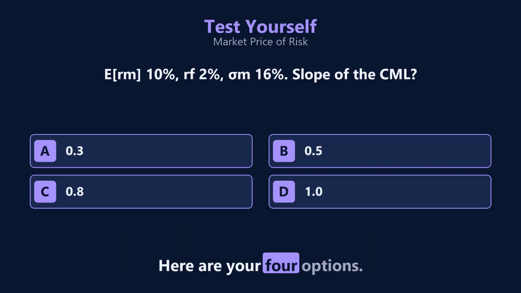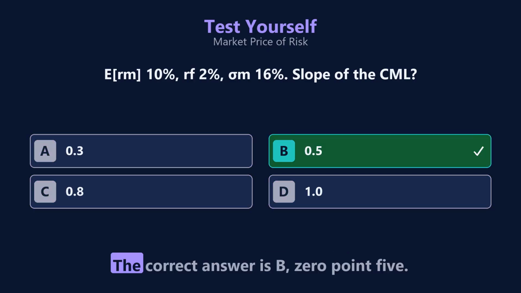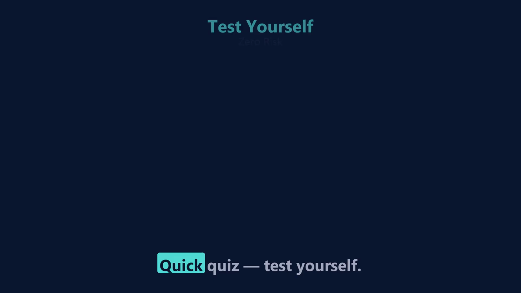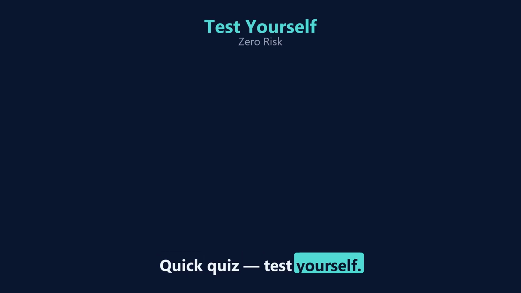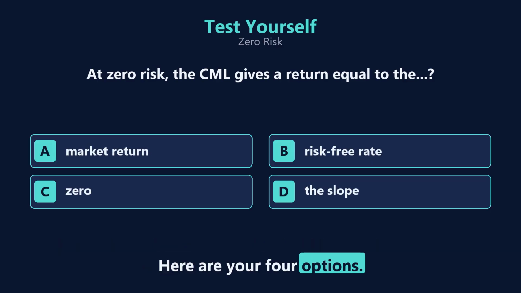Here are your 4 options. Pause the video and solve it now. The correct answer is B, 0.5. The 8% premium divided by the 16% risk. Quick quiz, test yourself. At a risk level of 0, the capital market line gives an expected return equal to what? Here are your 4 options.